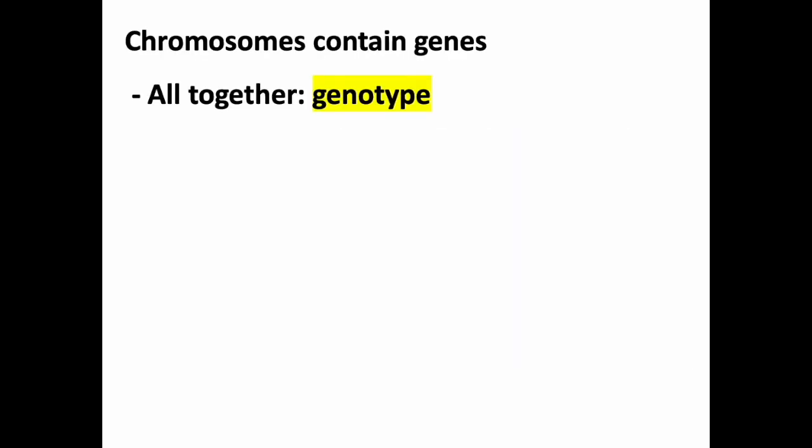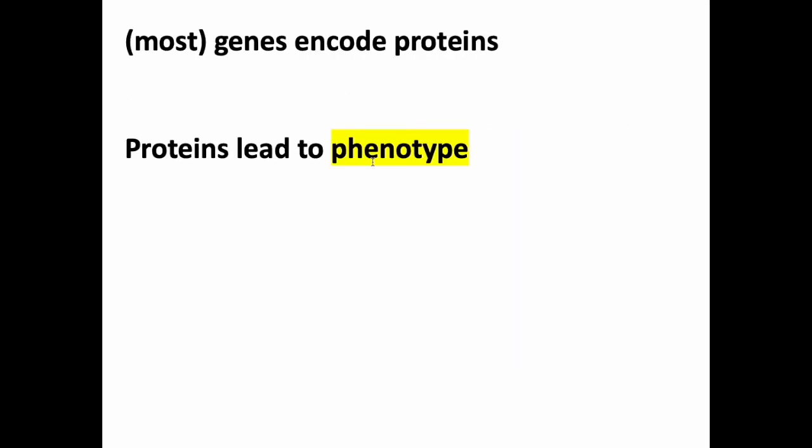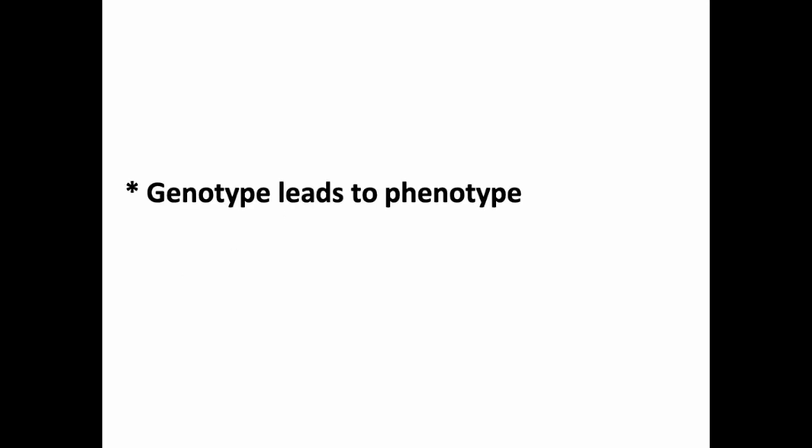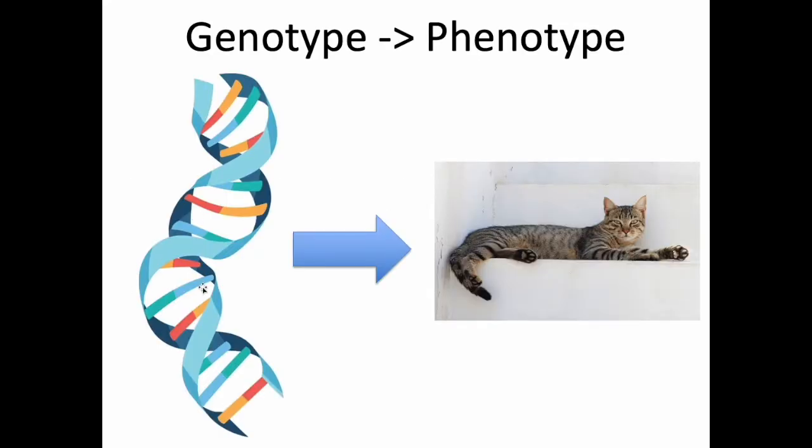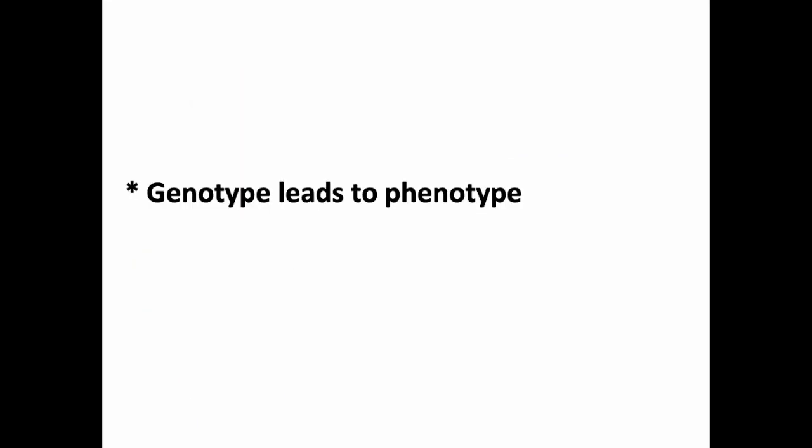So importantly, these are related to one another, because genes encode proteins and proteins lead to phenotype. Genotype leads to phenotype. The set of genes that an individual has is going to result in what that individual looks like. Again, there's some gene or genes that are related to having short hair and to having tabby pattern and gray fur. This cat has all these phenotypes because it has all these genes that lead to those phenotypes. Genotype leads to phenotype.